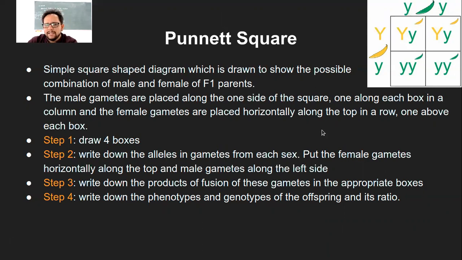So this is the Punnett square method to write down the genotype as well as the phenotype for a particular cross. It can be done with monohybrid, it can be done with dihybrid. In both cases, it is possible. Okay.